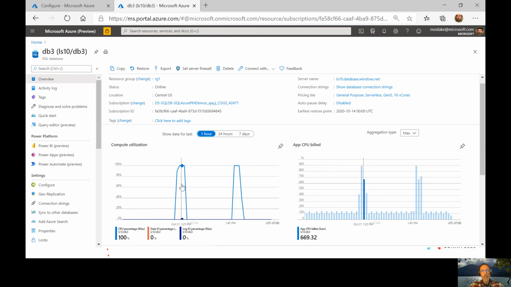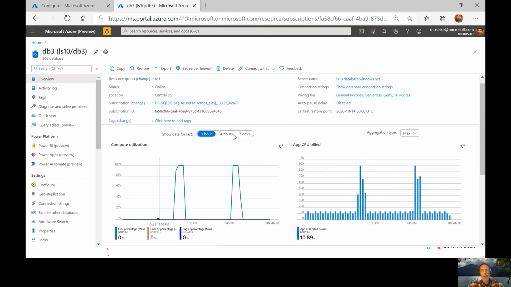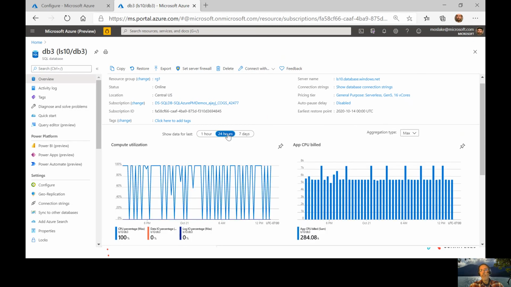You can also see how that compute usage tracks closely with the chart on the right, which is displaying the number of vCore seconds that are billed. Now, if I'd like to estimate the compute cost for this database, let's say over a 24-hour period, then I just need to aggregate the total number of vCore seconds over that period of time, which is given by the metric displayed in the lower right-hand corner of this chart, 284,000 vCore seconds.